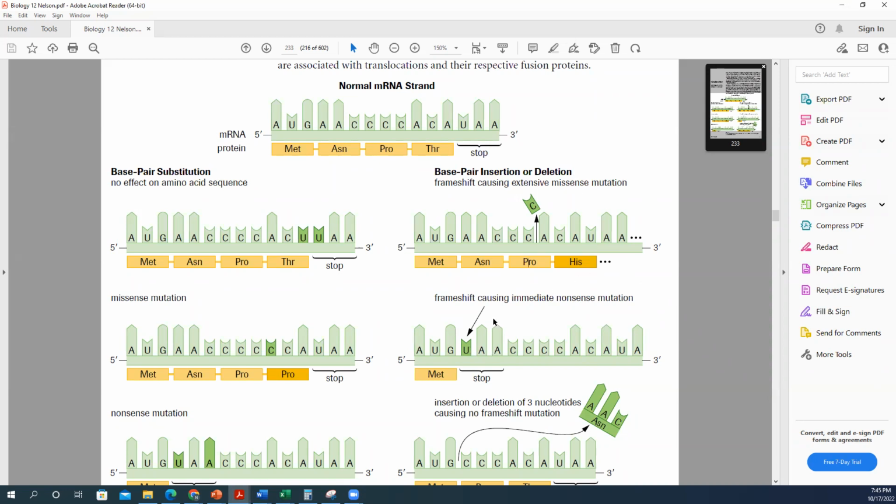Or maybe instead of a deletion, you get an insertion. Maybe as this was being transcribed, a U gets mistakenly inserted here. Again, this causes a frame shift mutation, which may affect all the amino acids beyond, or it may insert a sudden stop. So there might be a frame shift causing a nonsense mutation.